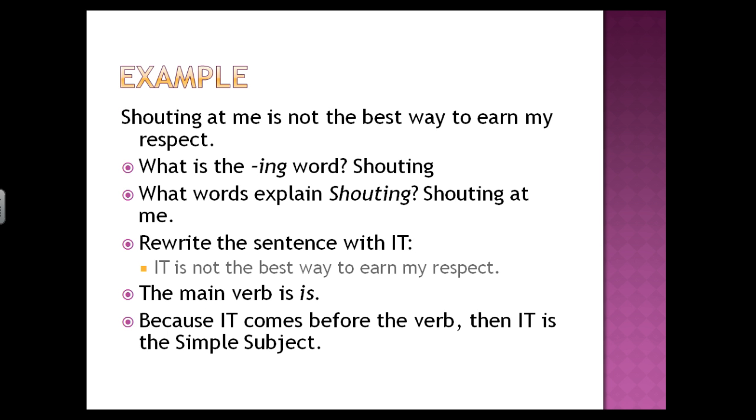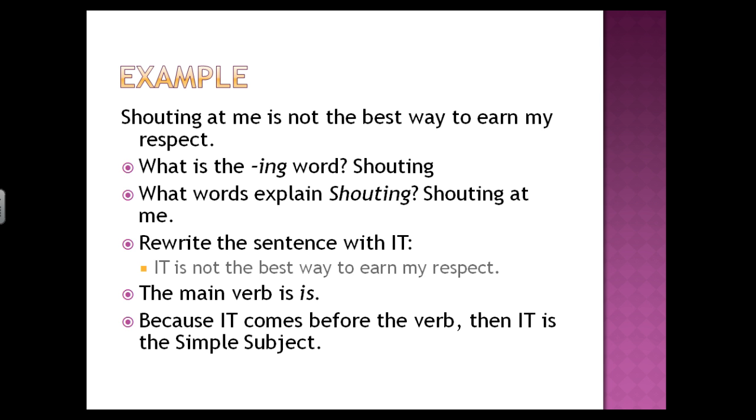Example, look at the whole screen at once. Shouting at me is not the best way to earn my respect. So we start by looking at the sentence and say, what's the ing word? It's the word shouting. We want to check to see if there's any helping verbs in front of shouting. In this case, no, because shouting is the first word in the sentence. So we know it's not a verb. Are there any words that are explaining or adding detail to shouting? Shouting at me. Okay. So let's see if we can replace shouting at me with the word it.